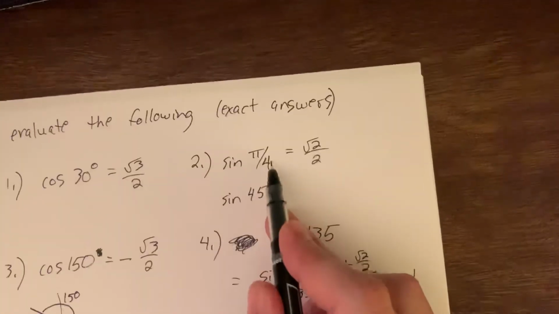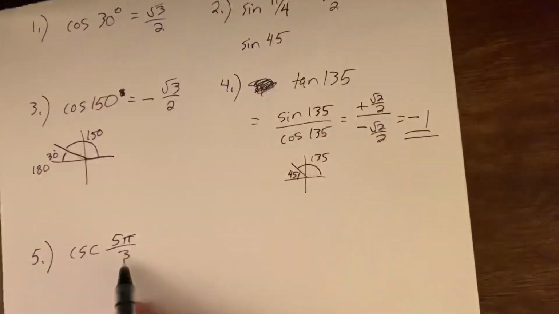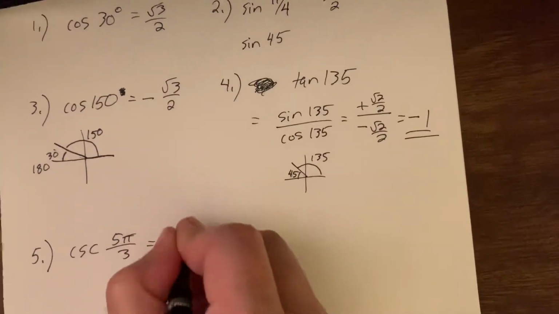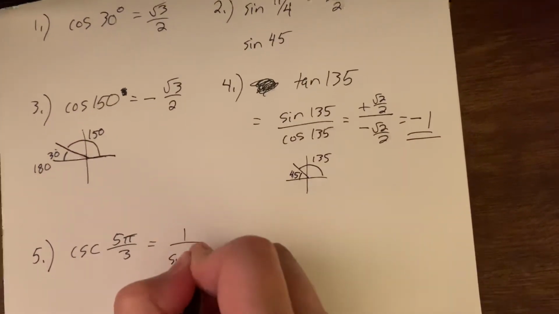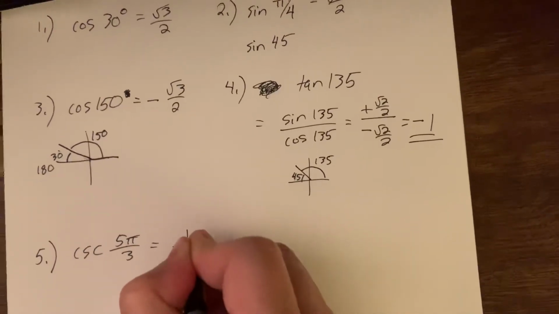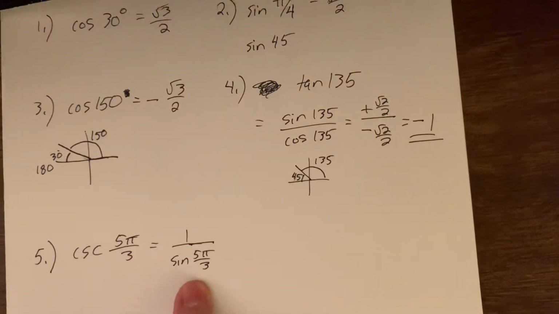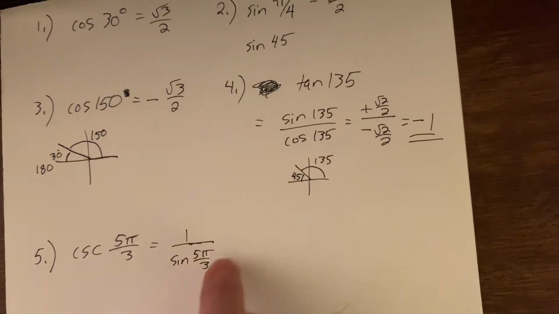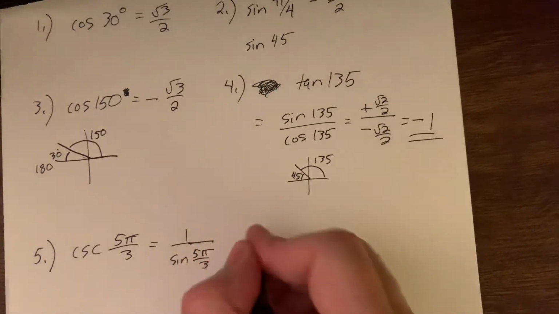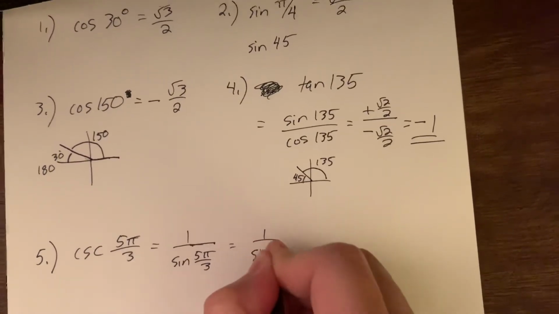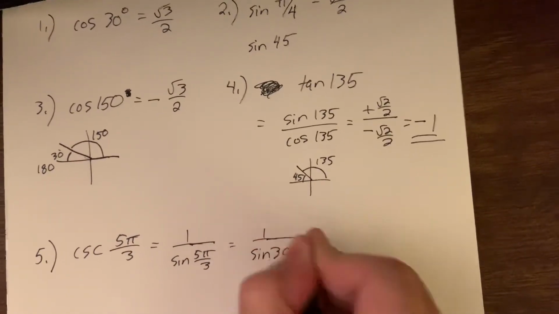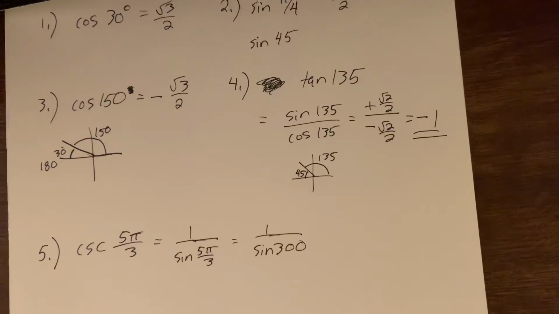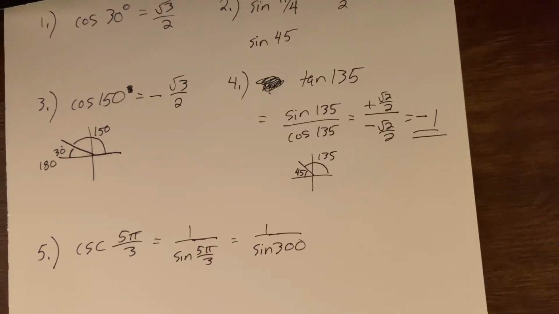This one was so nice because it was right on our chart. This one's a little bit tougher. So I'll start off with this is 1 over sine of 5 pi over 3. And I'll first guide you through this the way we've been. I'll change this into degrees. The pi is 180, so I end up getting 1 over sine of 300 degrees.